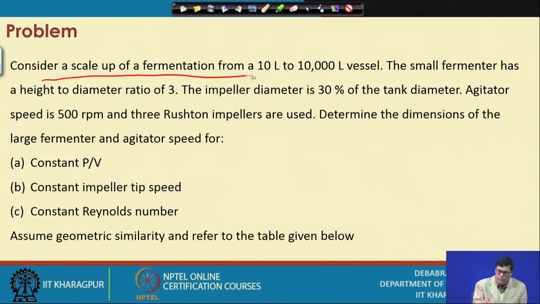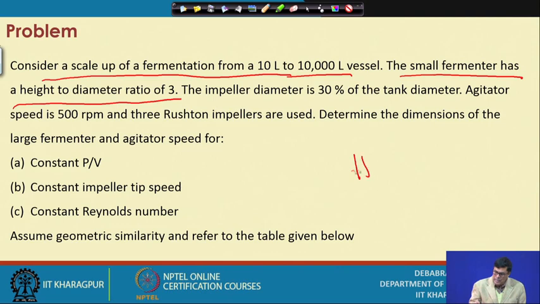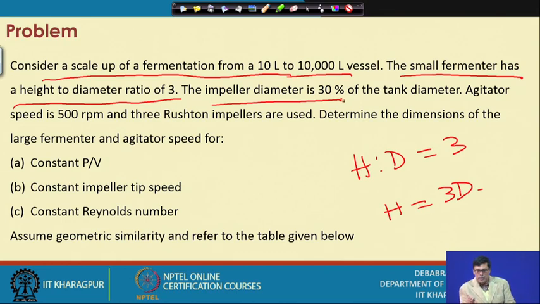Now the next problem that we have is a simple scale up problem. Consider a scale up of a fermenter from 10 liter to 10,000 liter vessel. The small fermenter has the height to diameter ratio 3:1. That means H is to D is equal to 3, so I can write H equal to 3D. Am I right?